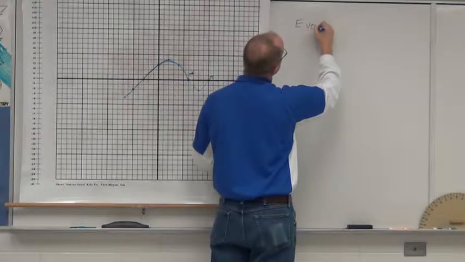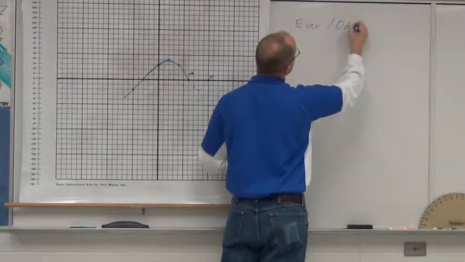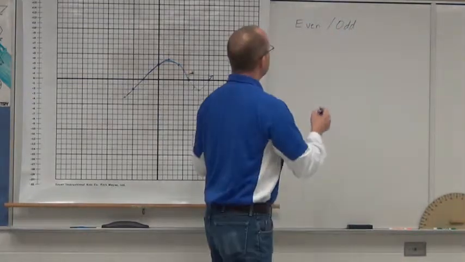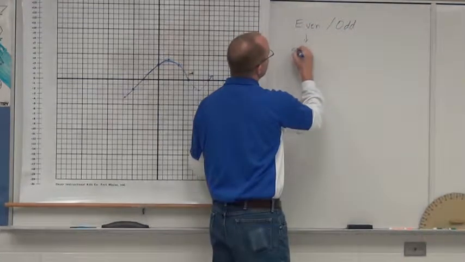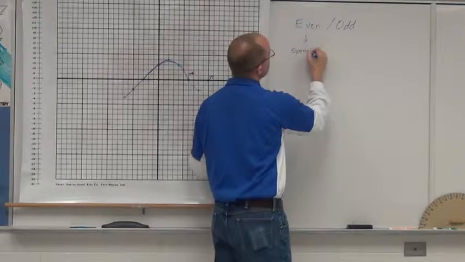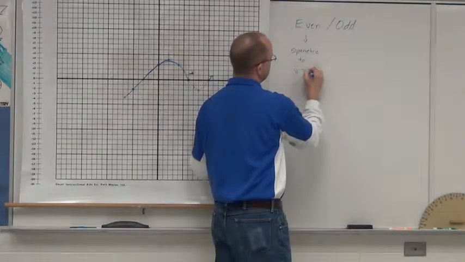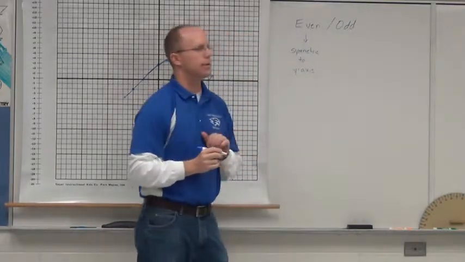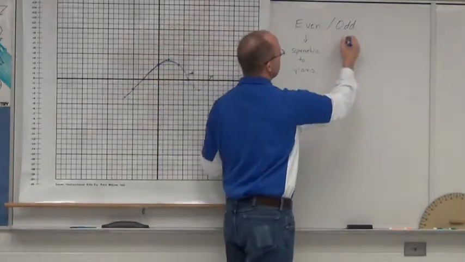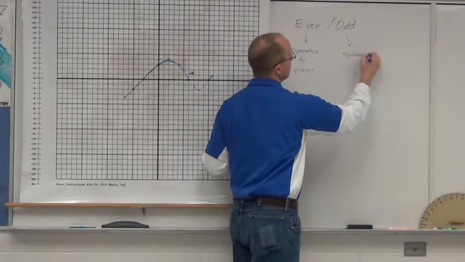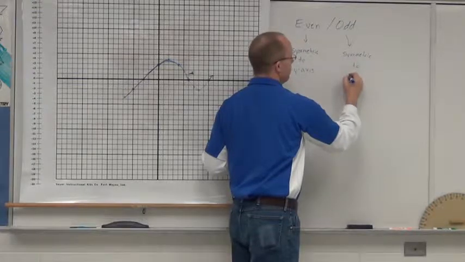Okay, last thing. I think we've talked about this before a little bit with symmetry. Even or odd functions. An even function is one that is symmetric to the y-axis. Odd functions are symmetric to the origin.